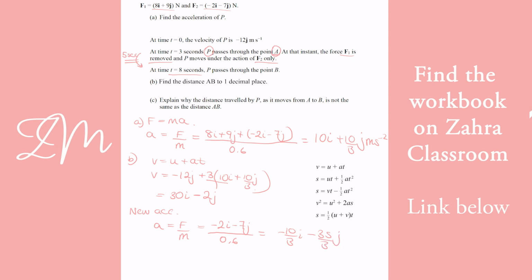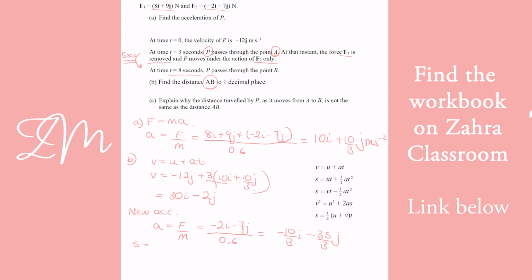Okay, so that's our new acceleration, and we want to know how far it travels from A to B. Now we don't care about where it starts because we're just trying to find the distance it moves. So we're going to use s equals ut plus a half at squared. Our old v becomes our new u because that's the velocity it's going at when everything resets at t equals 3 and we get this new acceleration. So it's going to become our u that we use, 10i minus 2j. Our t is 5 because 8 minus 3 is 5.